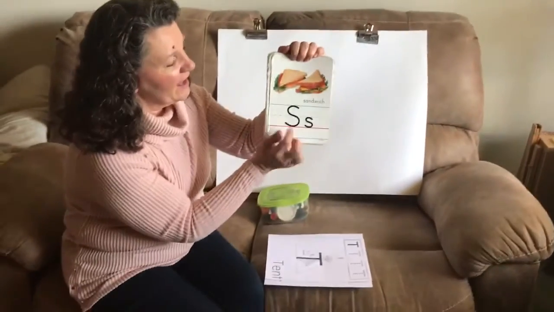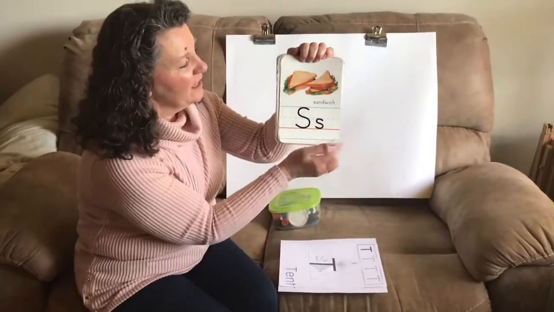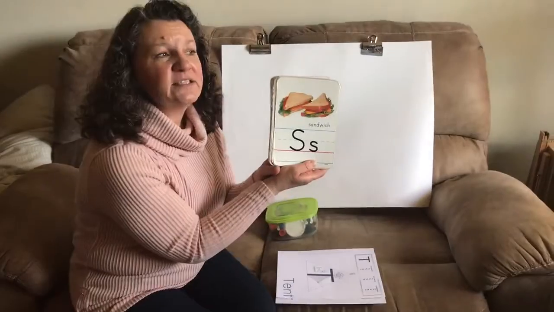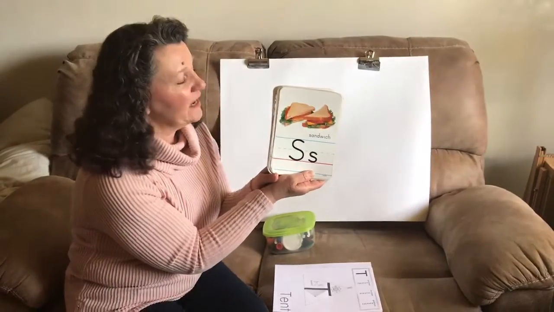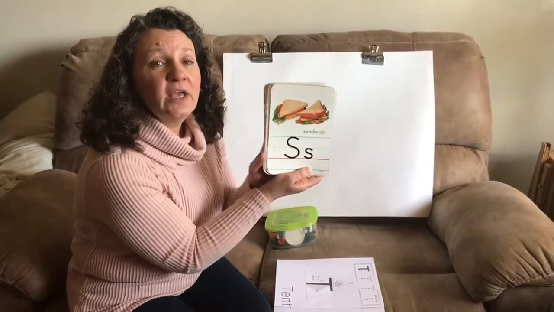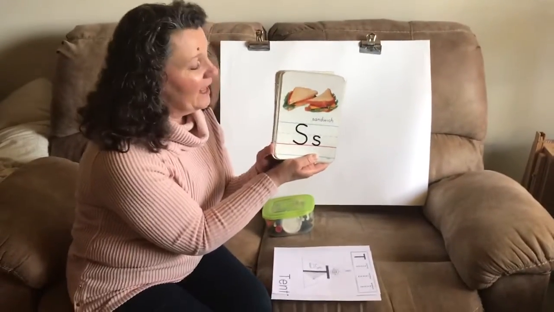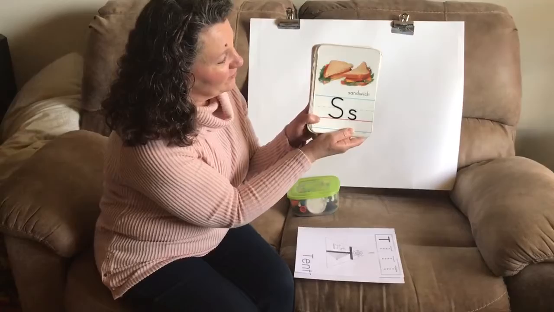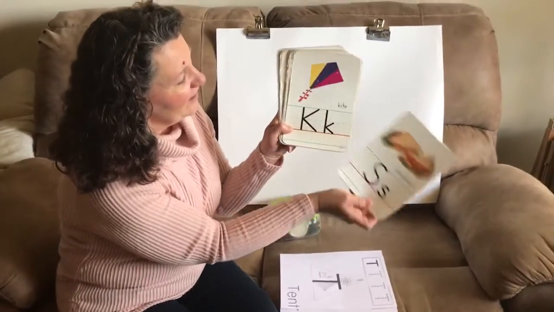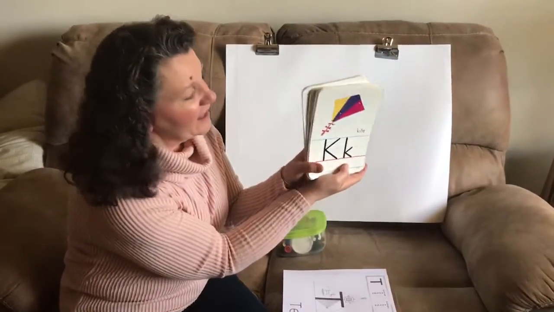And what letter is this one? Yes, this is the letter S. We have our capital S and our lowercase s. S makes the s sound, like sandwich and soup and stinky socks and Stanishevsky. Okay? And here we have letter K.